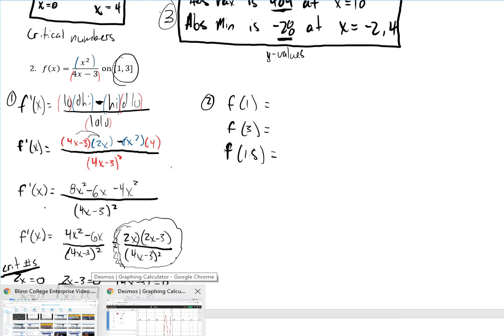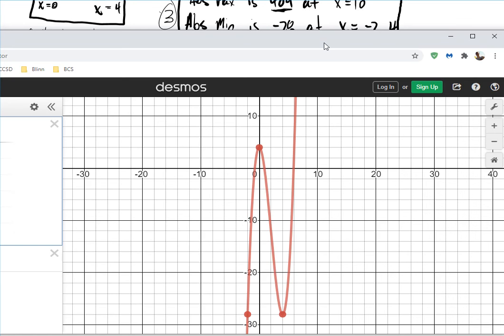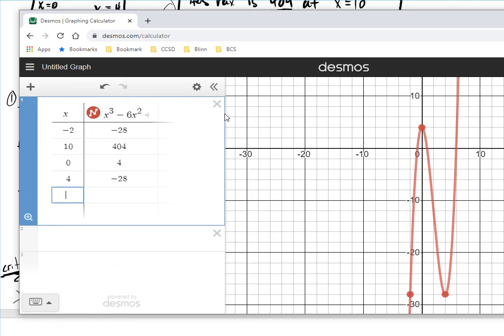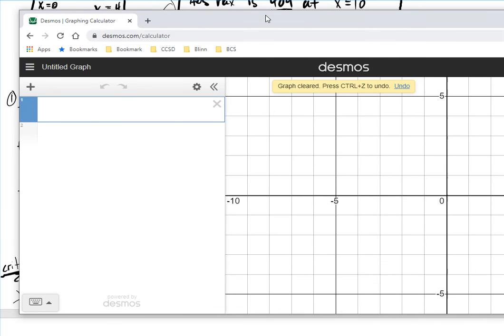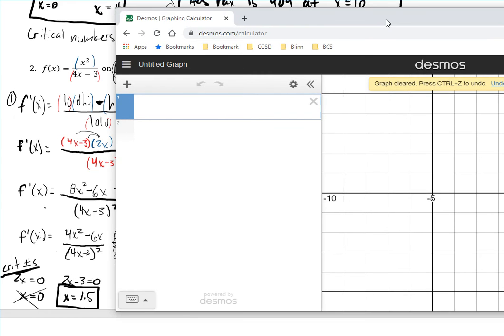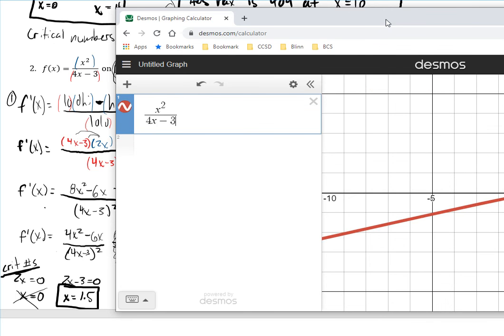Okay, so our Desmos, and let's clear it out, delete all. I want to plug in my function. So it's x squared divided by 4x minus 3. And then let's make it so we can see it.